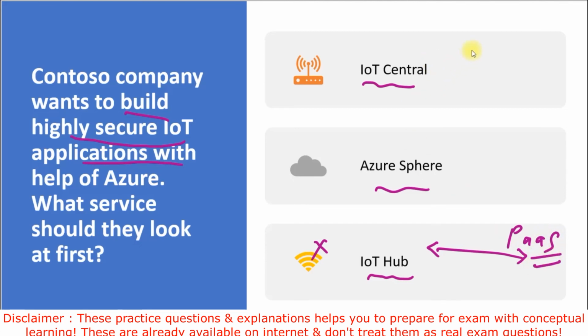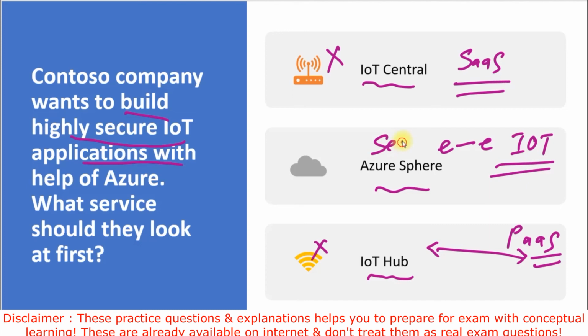And when we are talking about the IoT Central service, it is a managed service and it comes under SaaS, and it helps us build enterprise-level solutions, but it will not help us to secure. So we will not go for this one either. Azure Sphere delivers components for building a secure end-to-end IoT solution. So an E2E IoT solution that is also secure. So this is what they are looking for in this question. So we will go with Azure Sphere for this question. Let's talk about the next question now.